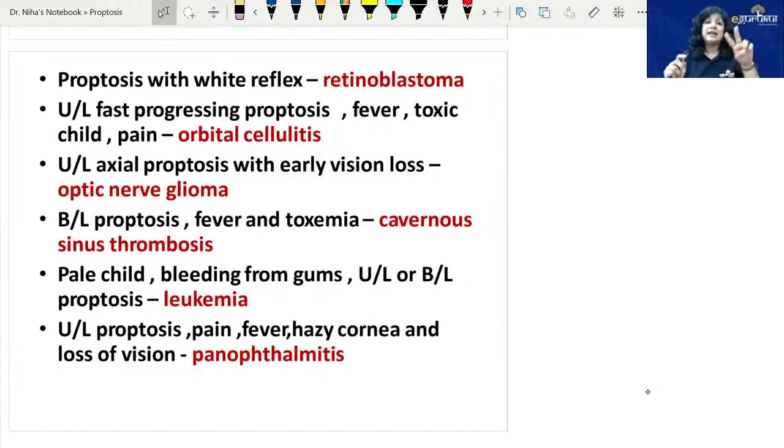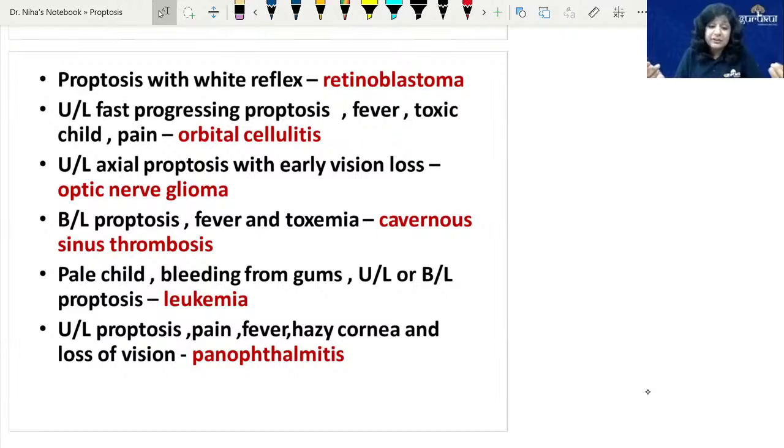Now coming to the bilateral. So bilateral proptosis with fever and systemic toxemia, think about cavernous sinus thrombosis. If I have a pale child, there is bleeding from the gums, unilateral or bilateral, then think about leukemia. The other day, one of you messaged me and asked why to look for eye involvement in leukemia. So there is very important eye involvement.